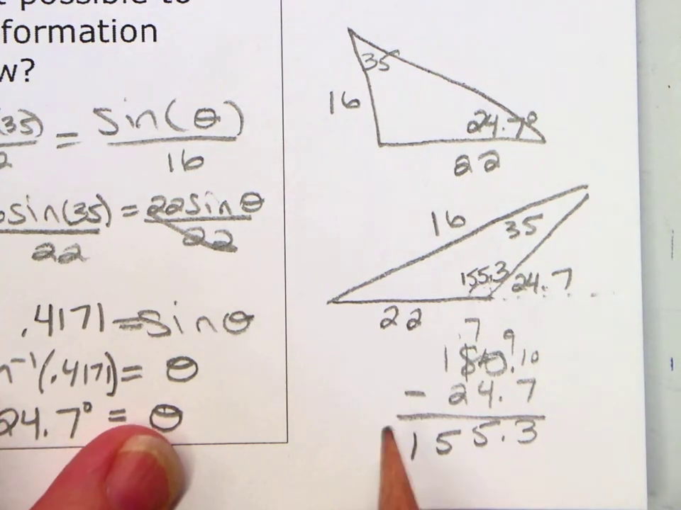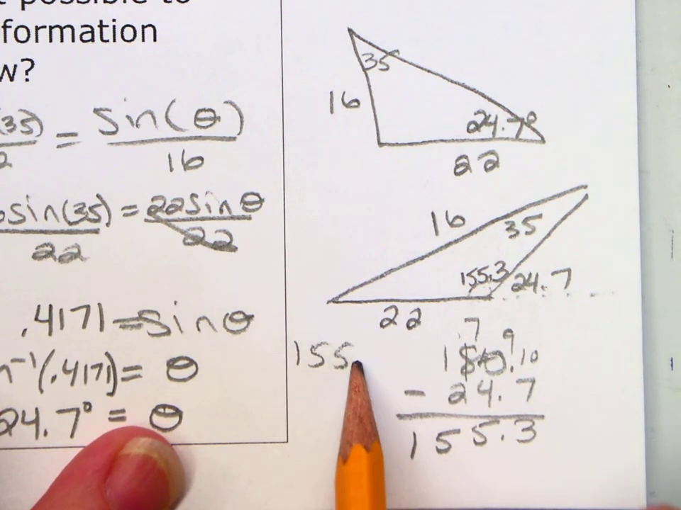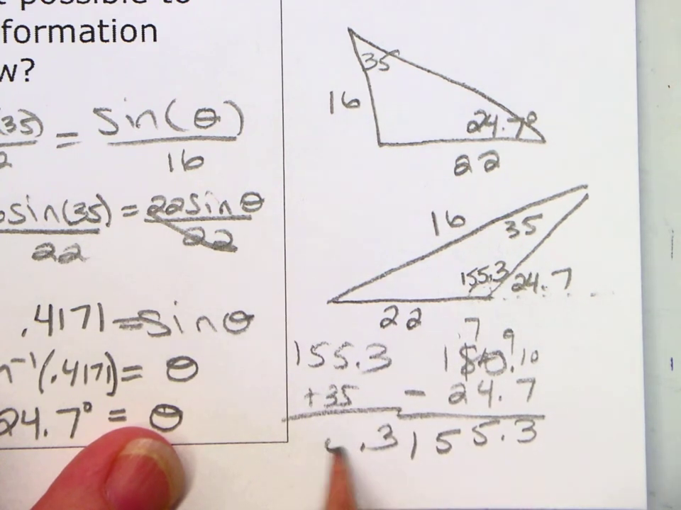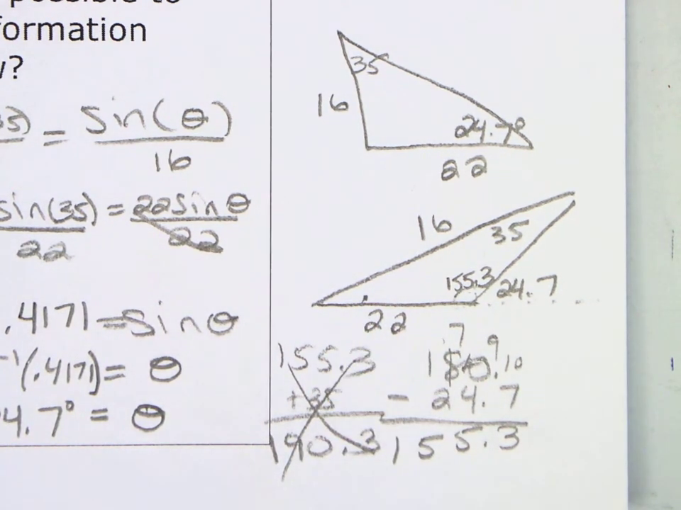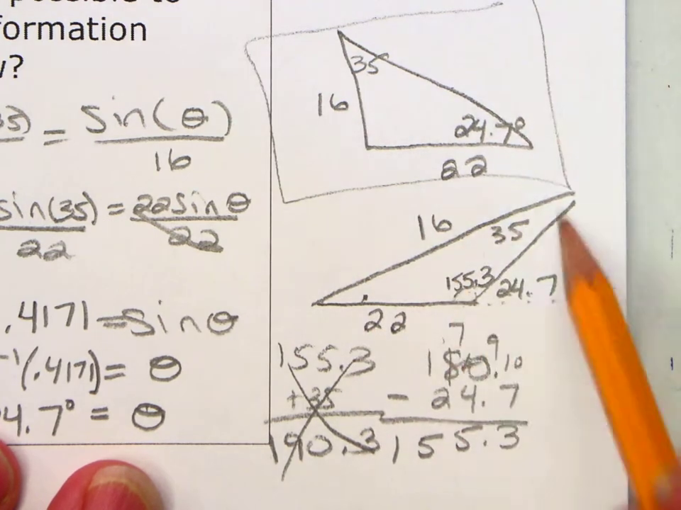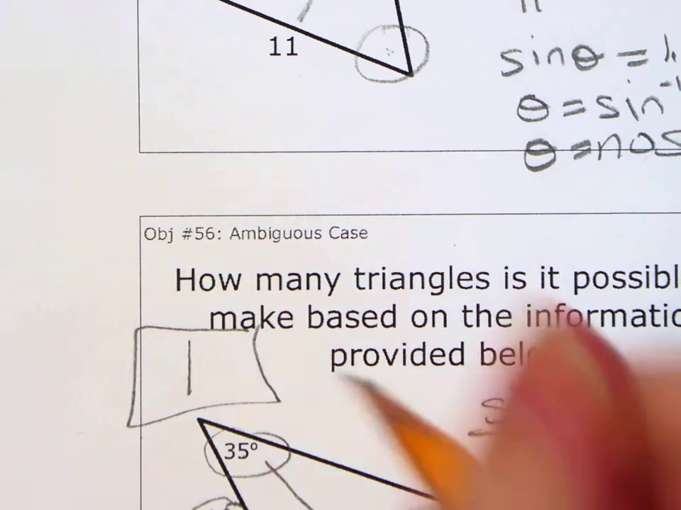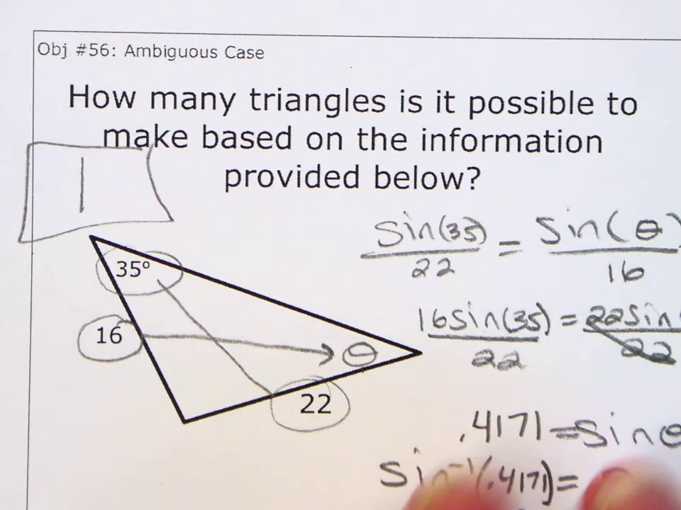Okay? So if I do that, 155.3 plus 35, that's 190. There's no way that's going to work. You can't have a negative degree. Okay? So what's the answer here? How many triangles can we make? We can make one. This is it. This does not work. So the answer is one triangle. Okay? And that's it. So find your angle. Can you make the obtuse triangle? Have a fabulous day.